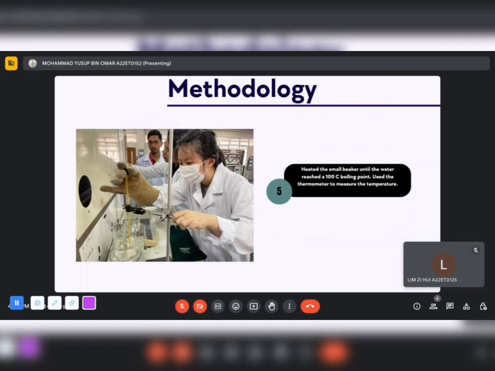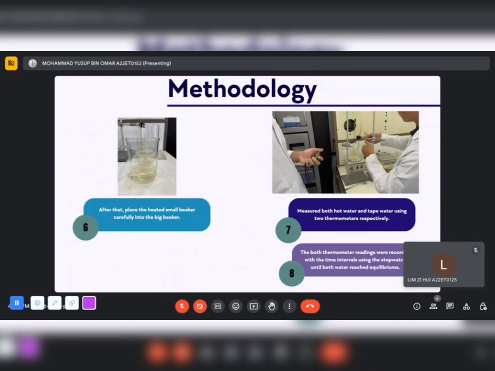The fifth step is to heat the small beaker until the water reaches 100 degrees Celsius, boiling water. This is the maximum temperature that we use in this experiment. Use the thermometer to measure the temperature of the hot water. Sixth step, after that, we place the heated small beaker carefully into the other beaker and measure both the hot water and tap water using two thermometers respectively. Then the last step is that both thermometer readings are recorded with time intervals using the stopwatch until both waters reach equilibrium.